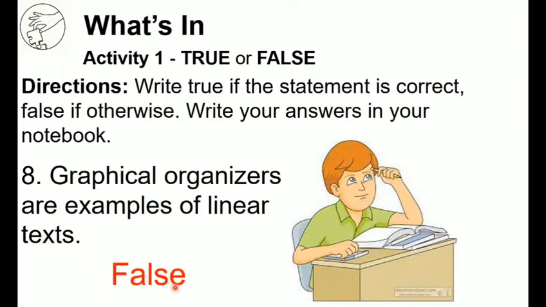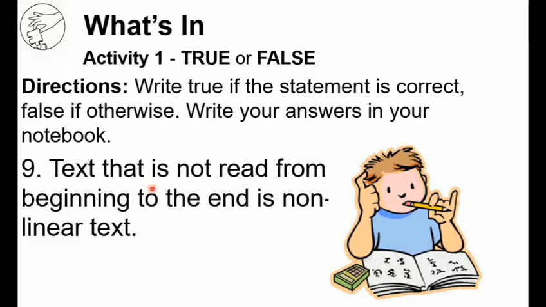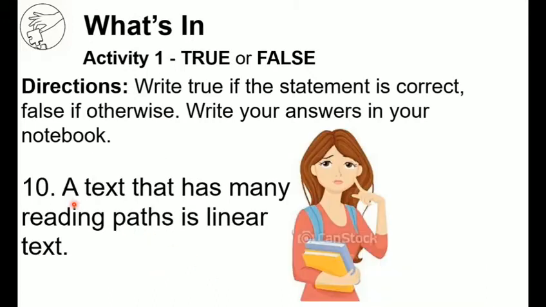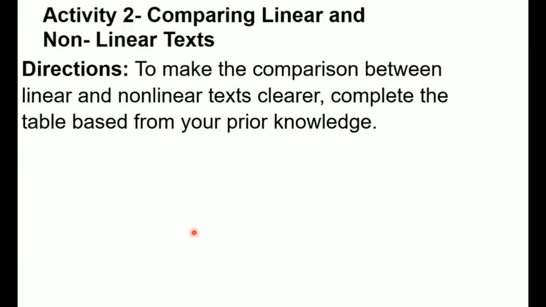Answer: false. Number 9. Text that is not read from beginning to the end is non-linear text. Answer: true. Number 10. A text that has many reading paths is linear text. Answer: false. Next, activity number 2. Comparing linear and non-linear text.